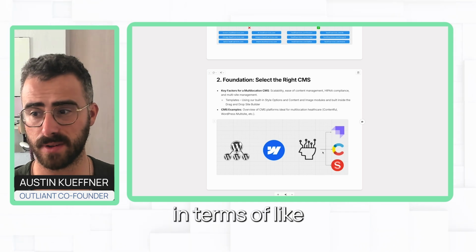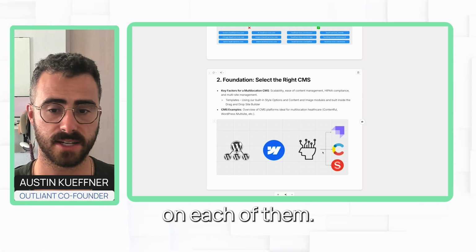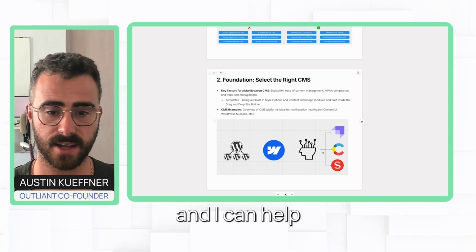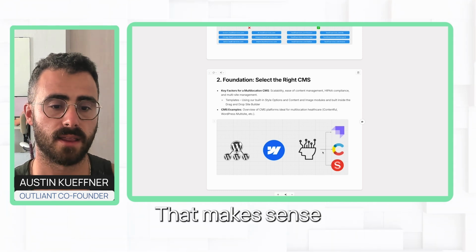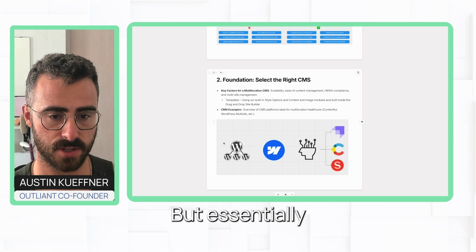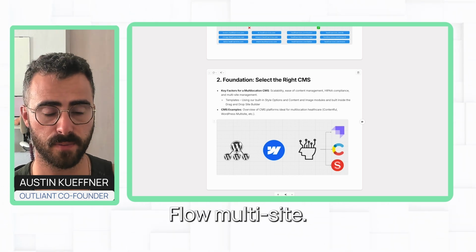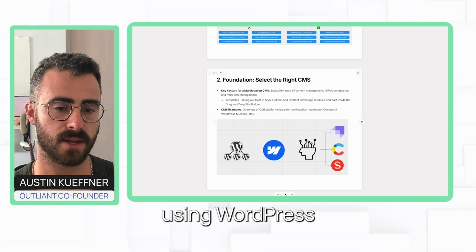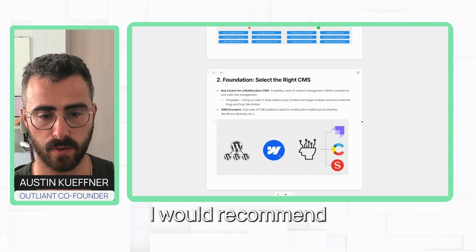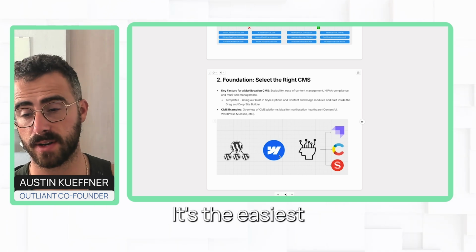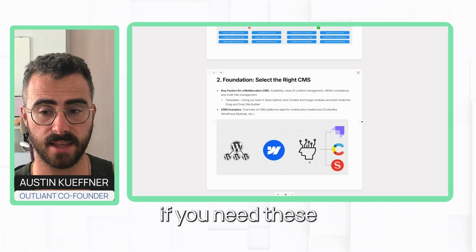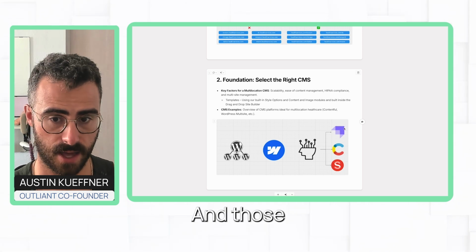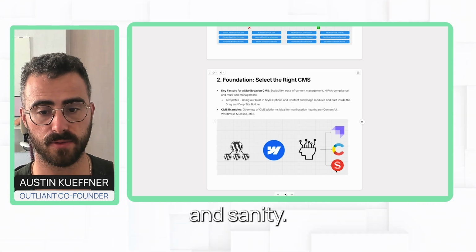They're all pretty similar in terms of how to build on each of them. So if you have any questions, feel free to reach out and I can help you choose the right CMS that makes sense for your business. But essentially, I would not recommend using WordPress multi-site. I would recommend using Webflow. That's my favorite. It's the easiest to build on. However, if you need these individual location permissions, then you're likely going to have to use headless, and those headless options are Strapi, Contentful, and Sanity.